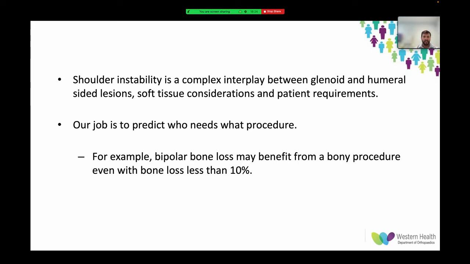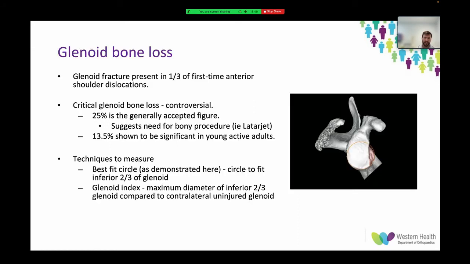Shoulder instability is a complex interplay between glenoid and humeral side lesions, soft tissue considerations, and patient requirements. And really the challenge we have as surgeons is to predict who needs what procedure. And there have been several studies that have shown that even seemingly insignificant bone loss, less than 10%, may actually benefit from a bony procedure, particularly if it's bipolar on the humeral and glenoid side.